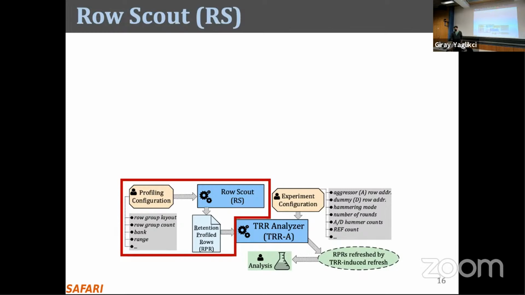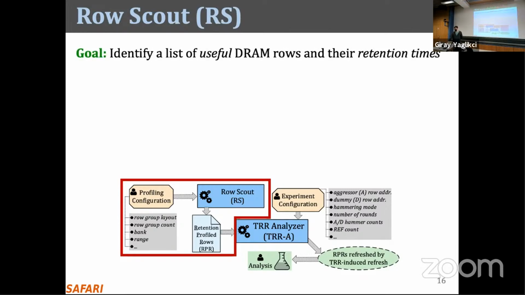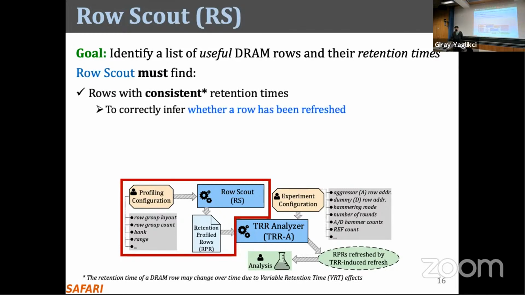Okay, let me describe the two components in more detail. So the goal of Row Scout is to identify a list of DRAM rows which must be useful for TRR Analyzer. Basically, Row Scout finds such rows and profiles their retention times. Row Scout must find rows with consistent retention times. This is critical for UTR to correctly infer whether or not a row has been refreshed by a TRR-induced refresh operation. Row Scout must find DRAM rows whose retention times do not change over time due to variable retention time, or VRT, effects.